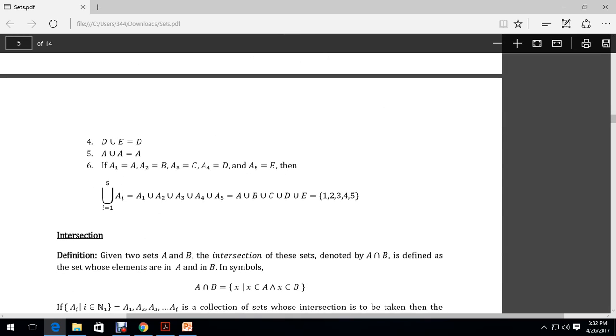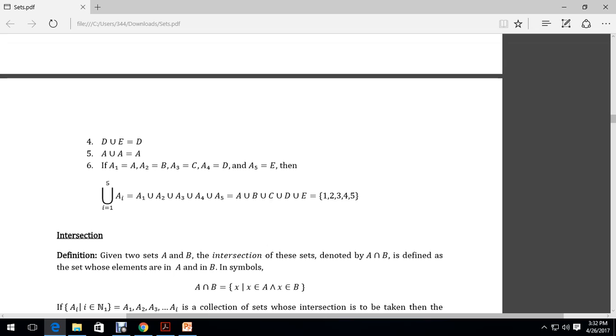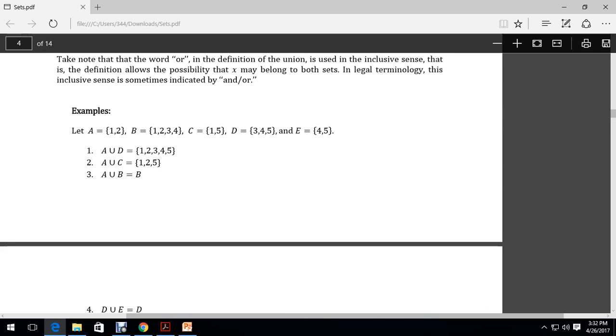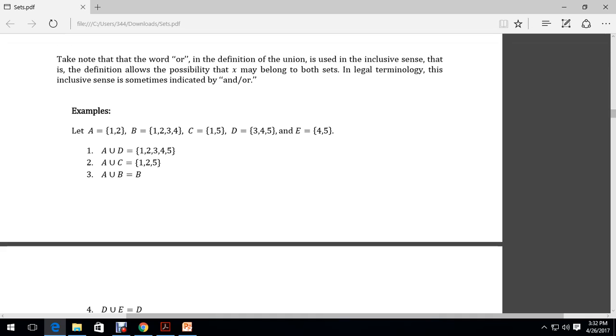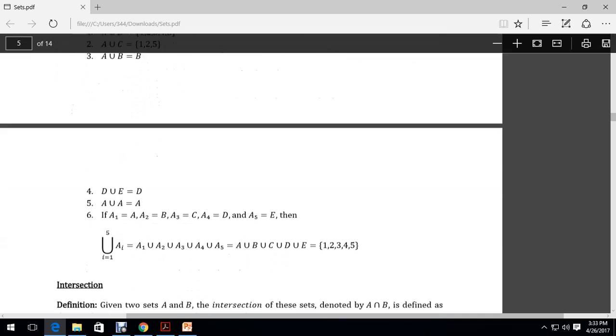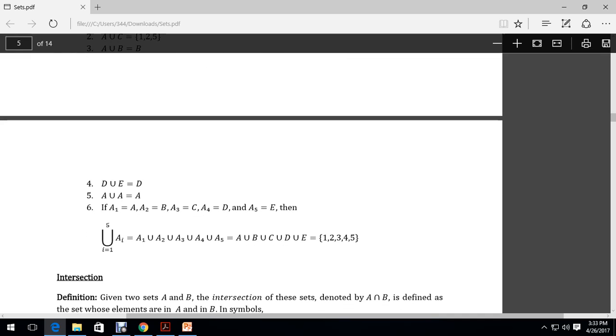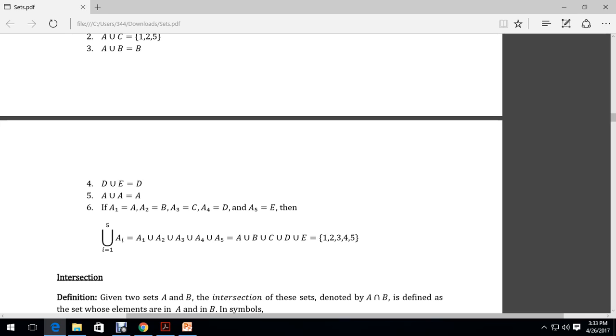Okay, so let's have number 4. That would be D union E. That is equal to D because D is 3, 4, and 5, and E is 4 and 5. Since 4 and 5 are common elements, therefore the union between these two would be the set containing 3, 4, and 5 as its elements, which is exactly D. Now obviously, following the same set of ideas, we can answer number 5 as A union A equal to A.